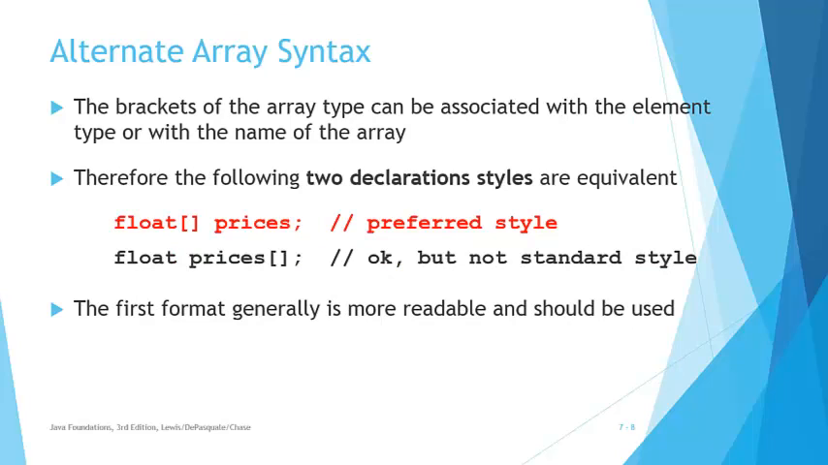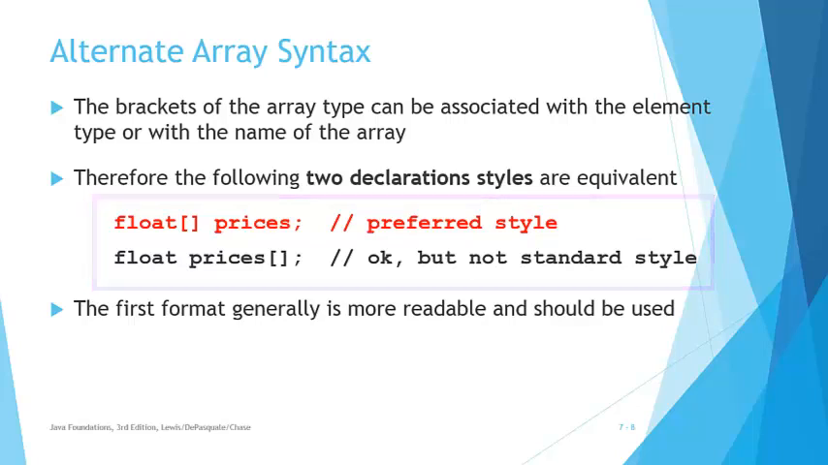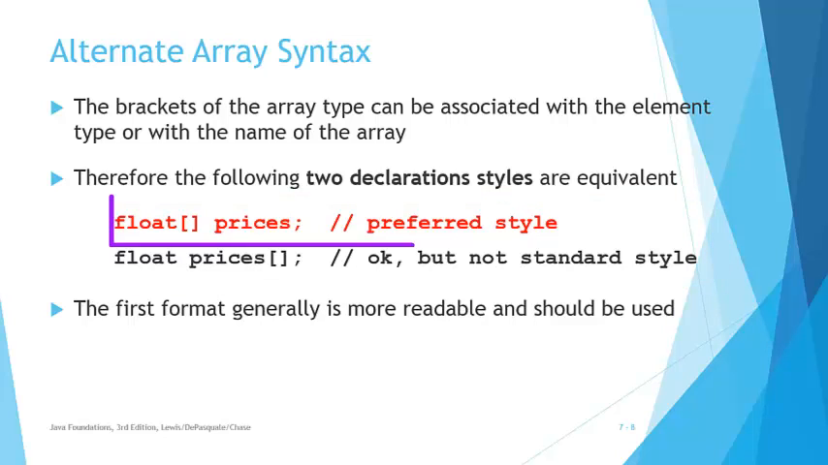Alternate array syntax. There are actually 2 different ways to declare an array. We can put the brackets after the type or after the identifier name. The preferred style is to put the brackets after the type. It makes it very clear as we start to read the declaration that we are talking about a collection of floats. The second style doesn't tell us that until the end of the declaration.